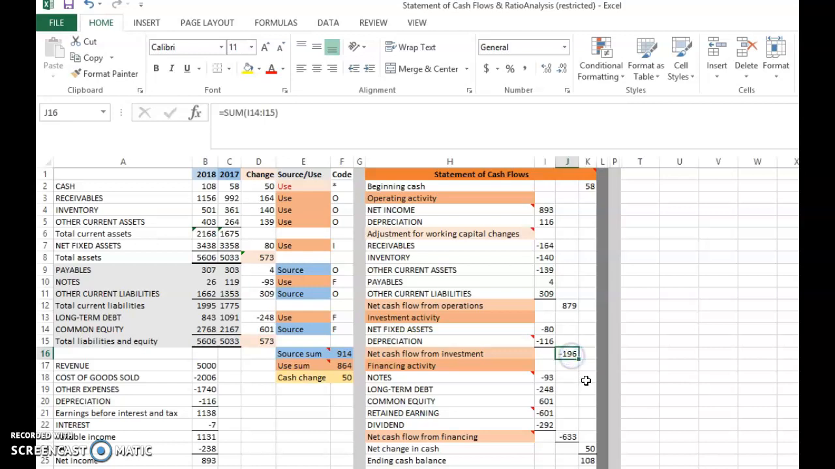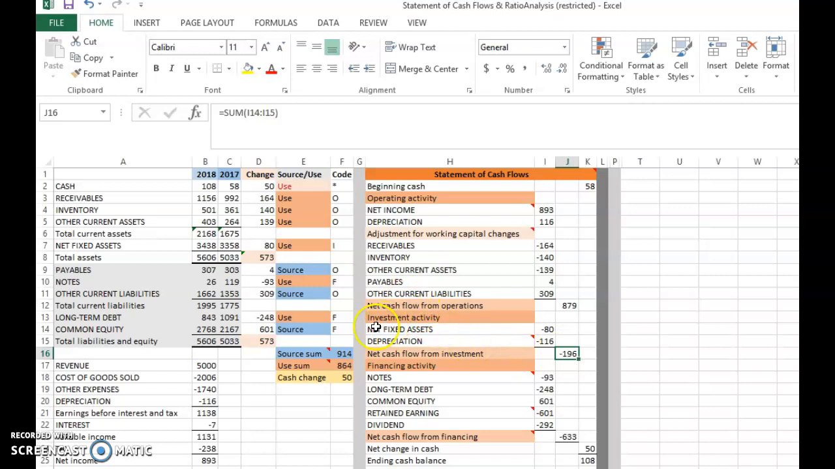What does that mean? It means that the company has used $196 million in order to increase its fixed assets. Fixed assets, not net fixed assets, but fixed assets in general. That means it's a use of cash. That is the net cash flow from investment activity. Is that okay? All right.